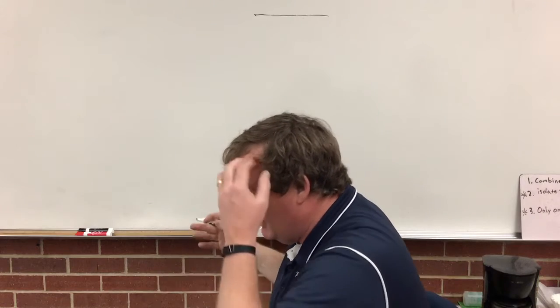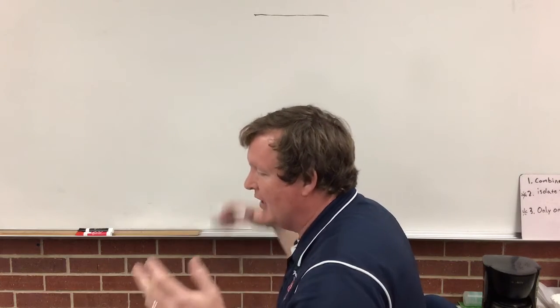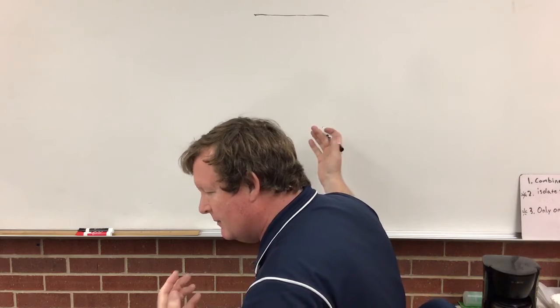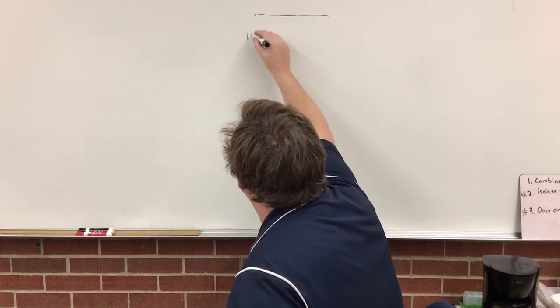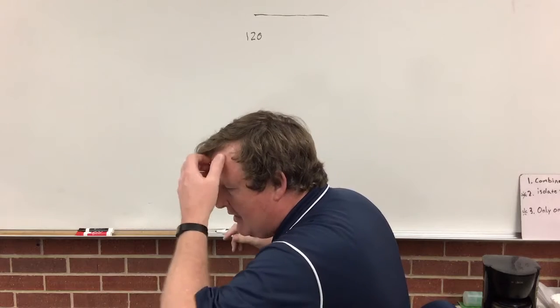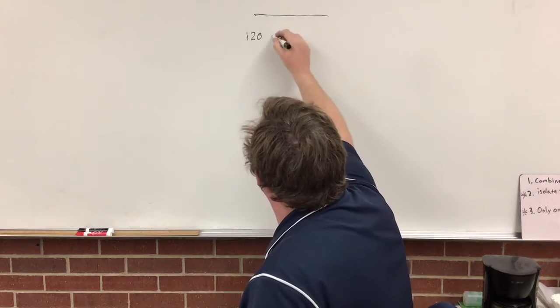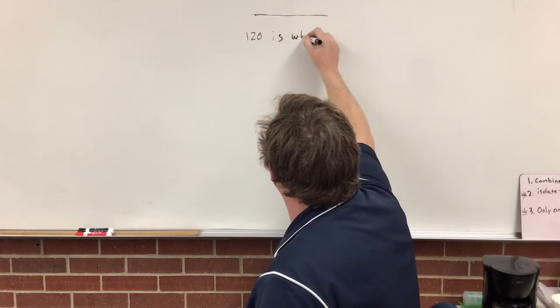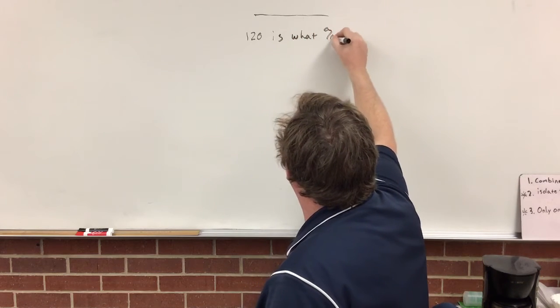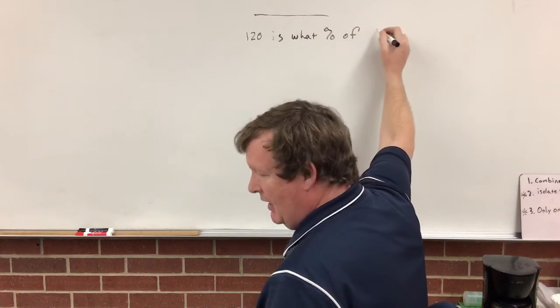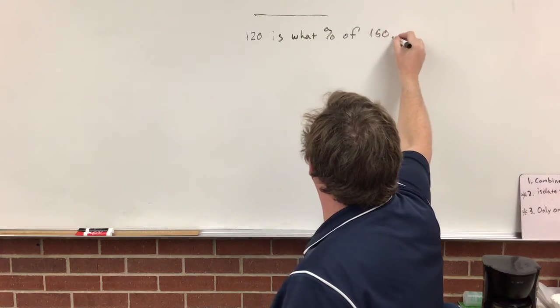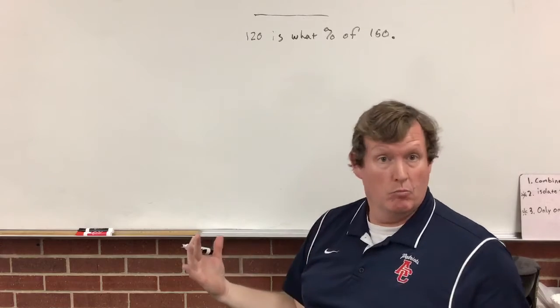That problem involves having a number at the front of the sentence and a number at the end of the sentence. Okay, look at number 4 in our class exercises. This one has 120 is what percent of, and then it has the number at the end, 150. Okay, break it down.